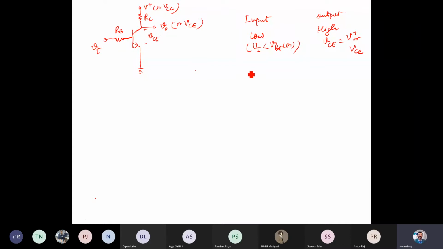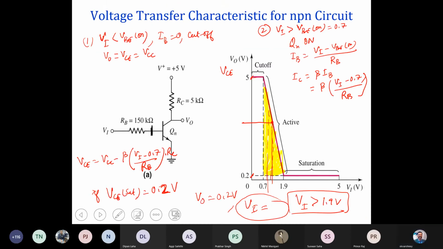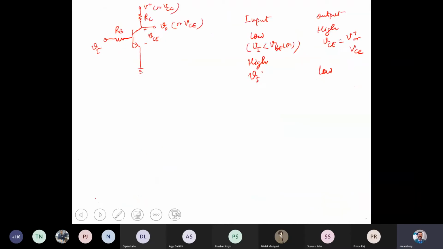And when the input is high, that is, Vi is quite high, then the output is low, because the transistor goes into the cutoff mode or such. You are somewhere here. I'm talking about this one. If the input is in this region, it goes into saturation mode. So this is cutoff and saturation. This region corresponds to the cutoff, and this corresponds to the saturation.